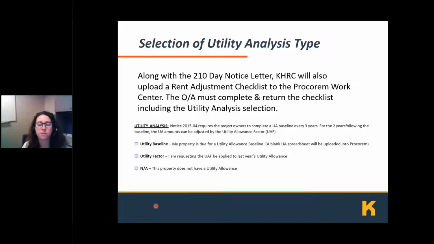I do want to let you all know that sometimes when properties are not due for a baseline and they're allowed to choose the factor, some of our properties choose to complete another baseline. That's completely okay. However, just keep in mind, if we see that you have selected to complete a baseline, one of our finance officers will probably reach out to you just to have a short conversation. We want to know if there is something going on at your property that calls for a baseline instead of the factor.